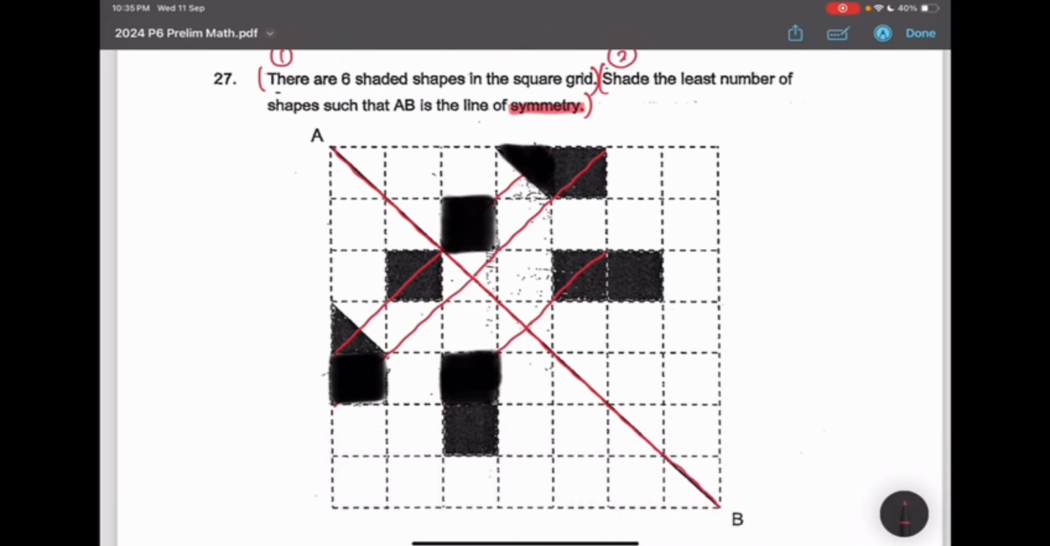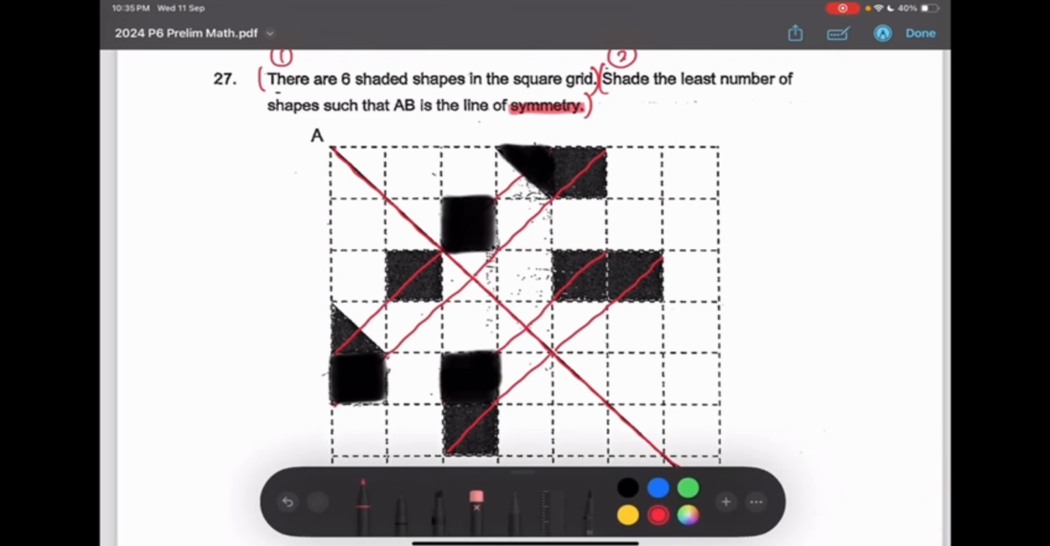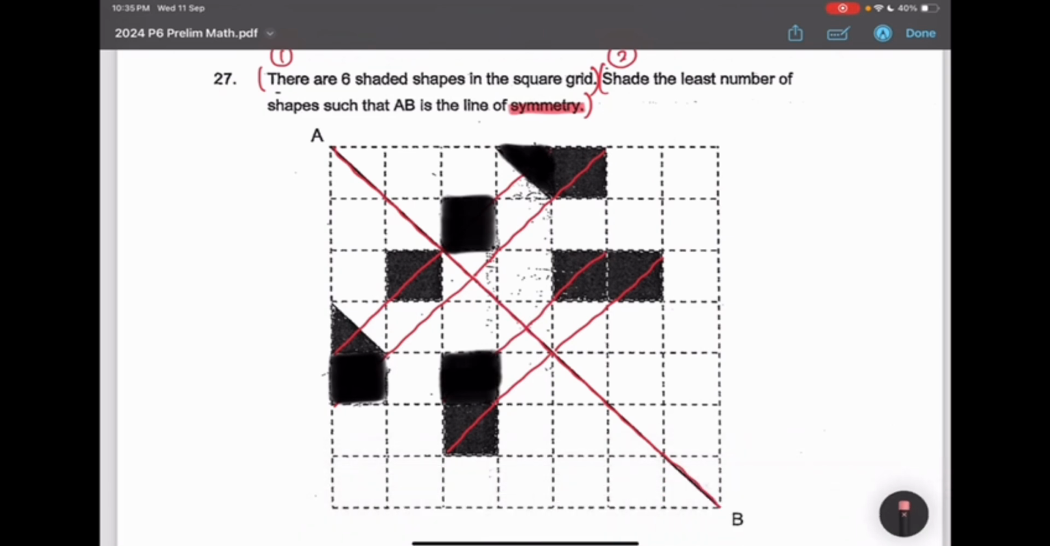Alright, and lastly, the last shaded area, I noticed that, hey, both sides are exactly the same. And therefore, this is my answer for question number 27. But I want to remind you guys, please do not leave your lines inside the drawing. Okay? Be sure to erase them.